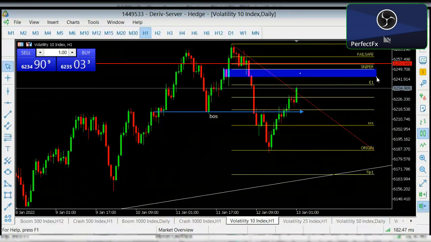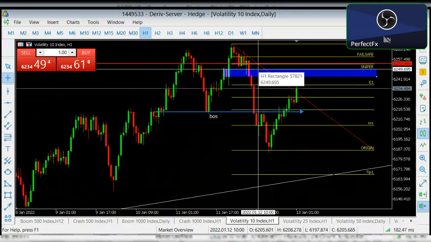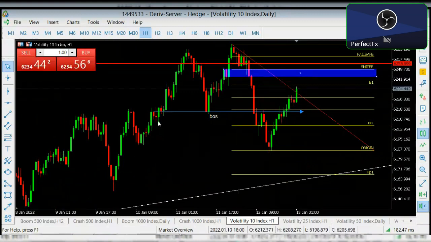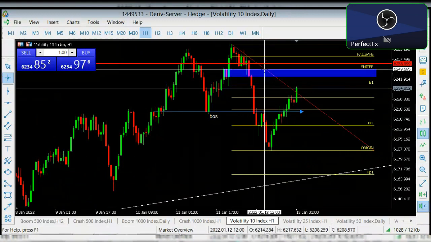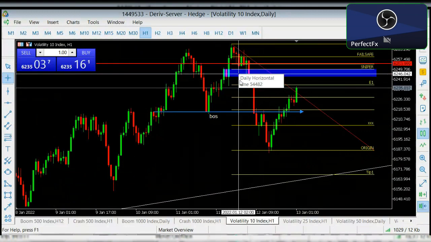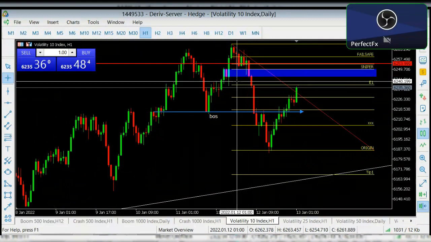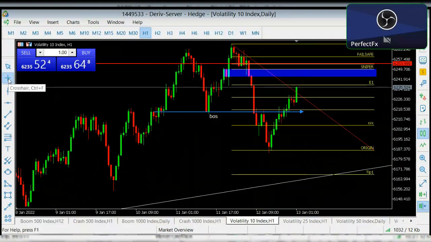Because at this point you can see that there's an order block at this point, and some of the reasons that I need to see in the market before I scale into the market must include a correlation of the sniper entry with an order block in the market.